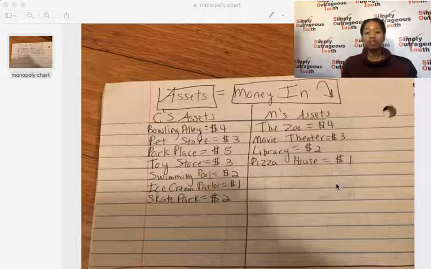The other vocabulary word that I've taught him is liabilities, and I usually write it down here. It's not here, but I usually put liabilities equals money out of your pocket. So I will put, once you get out of jail, you have to pay to get out of jail. That's money out of your pocket. Or if you land on another person's property, you have to pay them rent. That's also money out of your pocket. This is just a simple way to incorporate some financial literacy language while playing Monopoly.